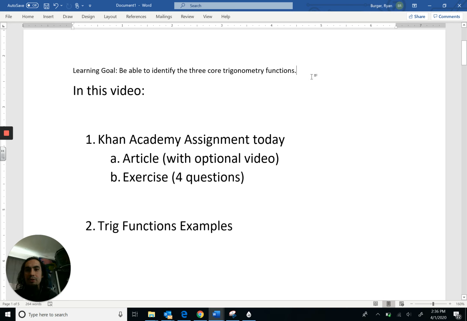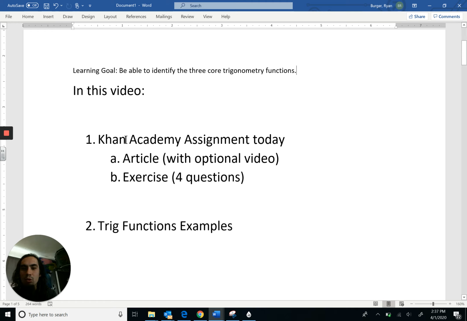I want you guys to be able to identify the three core trigonometry functions. In the last assignment earlier this week, we already talked about how the three core trig functions are sine, cosine, and tangent. Today we're going to be focusing a little bit more heavily on the academic language and developing your vocabulary and use of the words and knowledge of what the words are, as well as going over a lot of examples on how to do it.